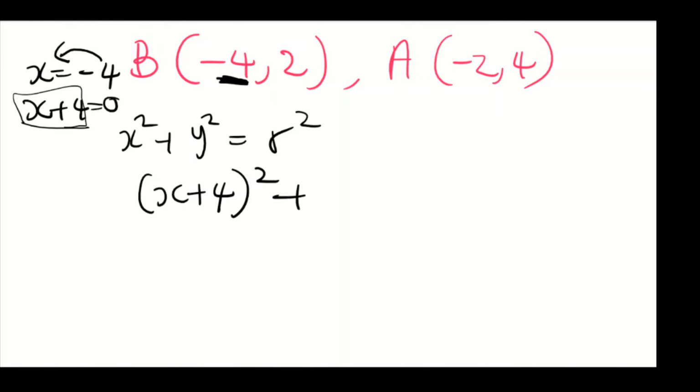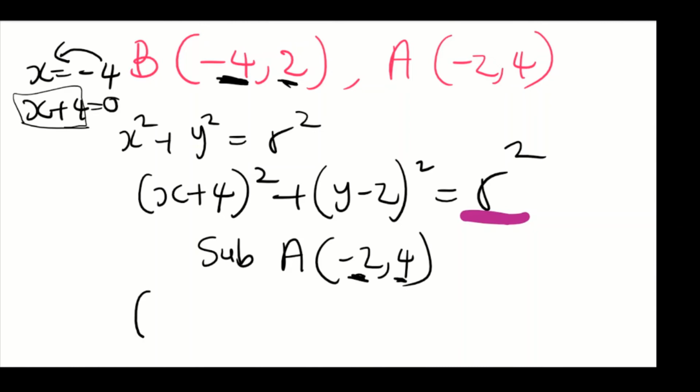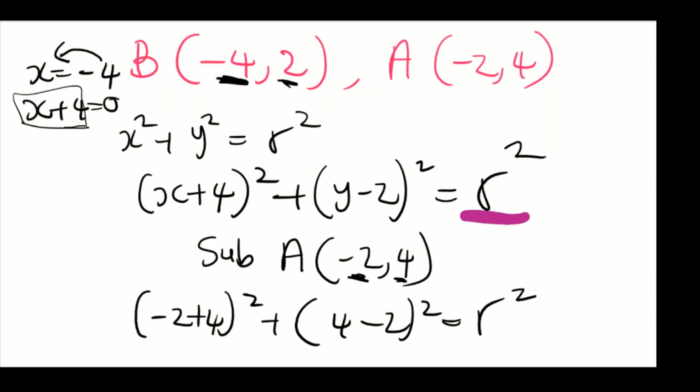Then plus your y value of the center is 2, so it's going to be y minus 2 squared equals r squared. So for us to find the equation of a circle with center B, we are not complete until we find our r, right? So to find our r, we're going to substitute our point, which is point A, minus 2 and 4. Where there's x we put minus 2, where there's y we put 4. So here it's going to be minus 2 plus 4 all squared plus 4 minus 2 all squared equals r squared, right?